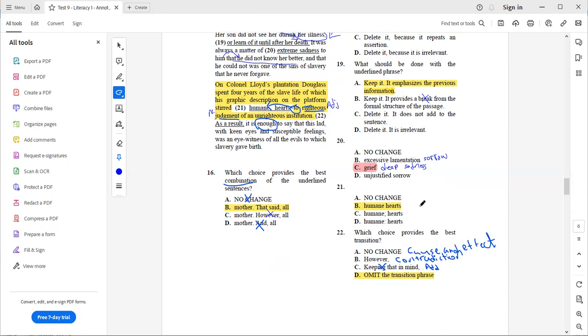And Marcia Ziad. Okay, so on Colonel Lloyd's plantation, Douglass spent 4 years of his slave life, of which his graphic description on the platform stirred humane hearts to righteous judgment as an unrighteous institution. Okay, there must be something to separate between the two words. The first one has a comma between them because you can't find it. He said humane hearts, and humane is an adjective, then hearts is a noun. Can we separate them from each other?